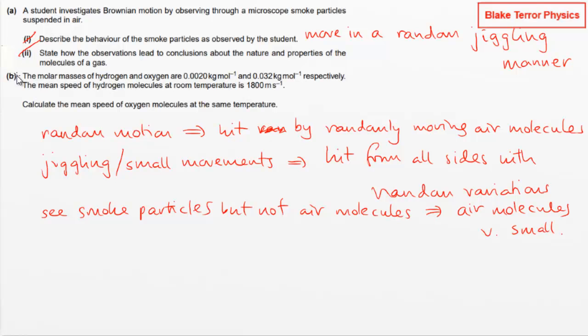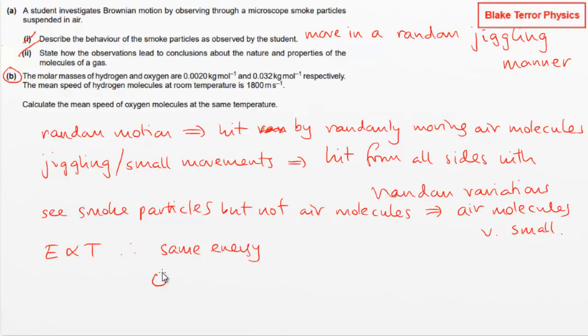Right. Part B. The molar masses of hydrogen and oxygen are those, respectively. The mean speed of hydrogen molecules at room temperature is 1800 meters per second. What's the mean speed of oxygen molecules at the same temperature? Right. So if they're at the same temperature, we've got E proportional to T. Therefore, they've got the same energy.